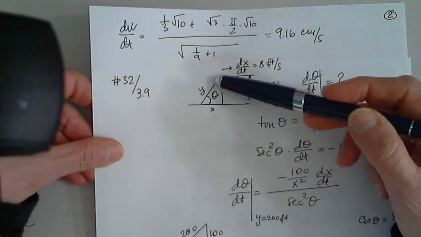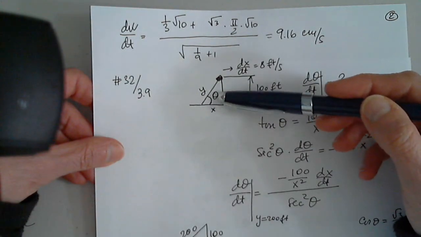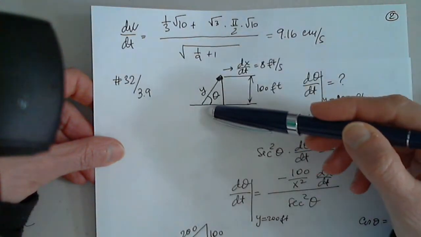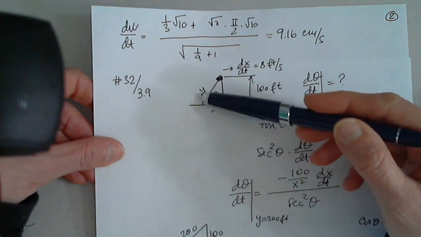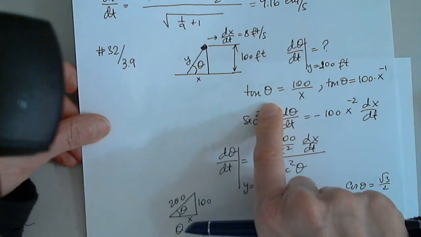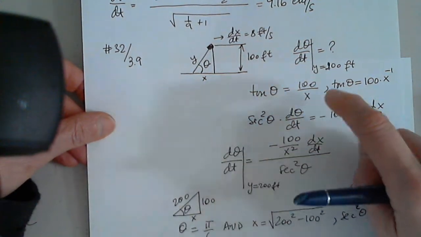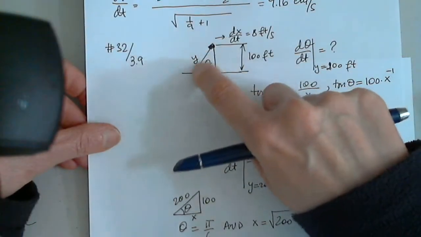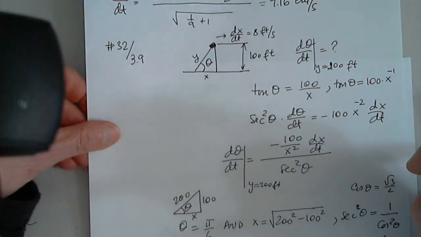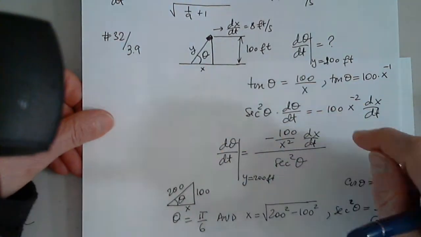Here the kite is flying in this direction, giving to us dx over dt. And of course, we have to form a right triangle where the height is fixed at 100, and x is changing and y is changing. But I'm only interested in tangent theta because it's the opposite over the adjacent, 100 over x. I don't have any information about y per se, how fast it's changing.